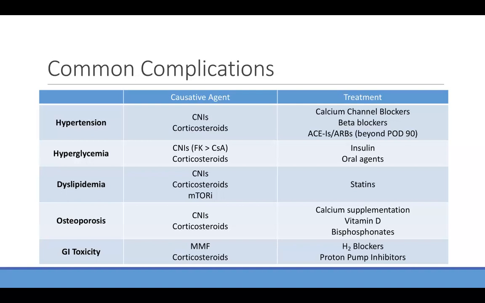Hyperglycemia, CNIs, like I said, tacrolimus can impair insulin secretion, so it can cause hyperglycemia along with our steroids. Dyslipidemia, from CNIs, corticosteroids, as well as our mTOR inhibitors. Osteoporosis, more commonly with our corticosteroids, but you can find that with our CNIs as well. GI toxicity is really with our mycophenolate as well as our corticosteroids. So we usually start our patients on either an H2 blocker or a proton pump inhibitor to help ease those GI toxicities.